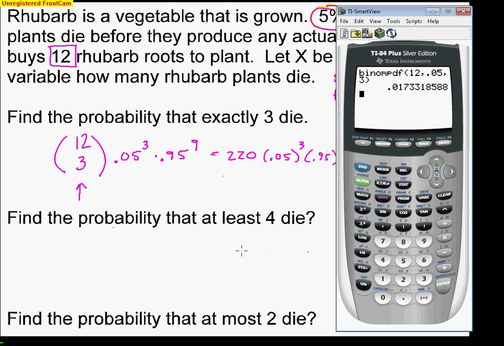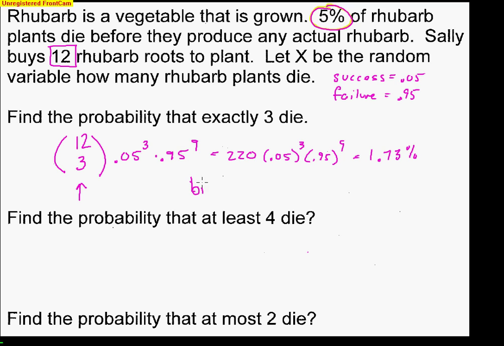So let me tell you one more time how that works. I'll write it down here. It's Binomial Pdf, and you have your trials, n, success p, and then you have your k, how many successes you're looking for. So for me, that was Binomial Pdf of 12 trials, success is 0.05, and I was looking for exactly 3. So that Binomial Pdf really speeds up the process, okay? But I still need you to understand the formula. All right, find the probability of at least 4 die.